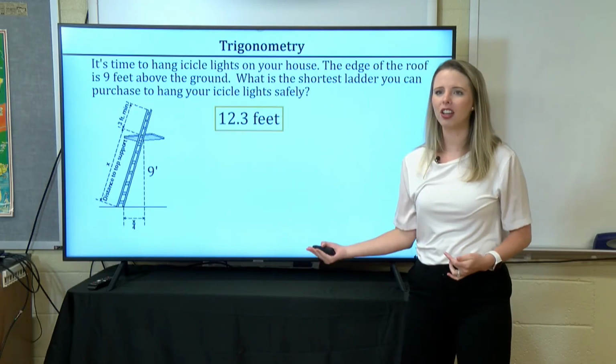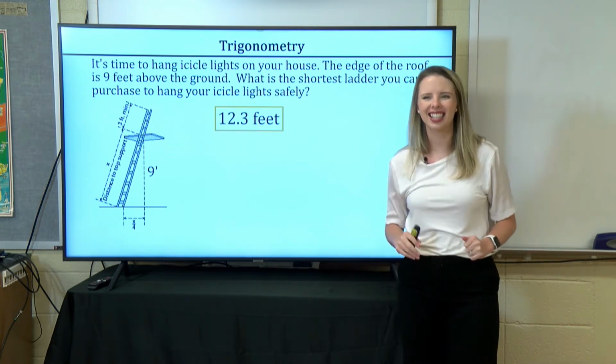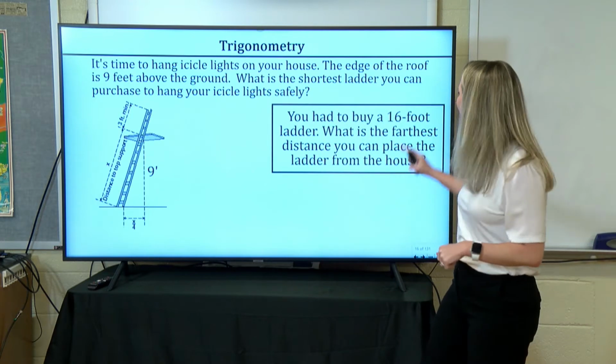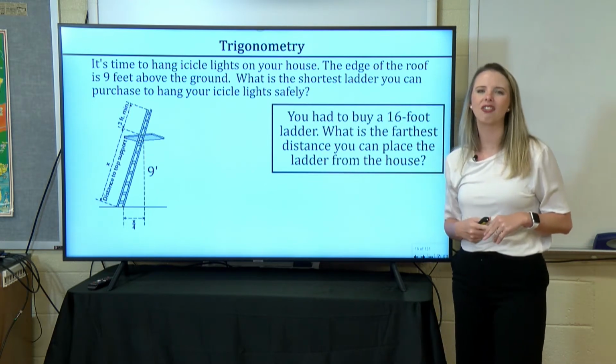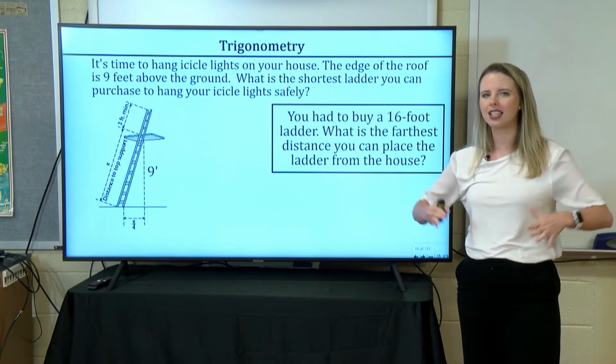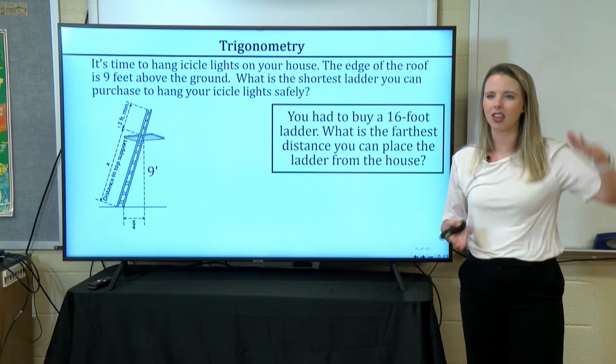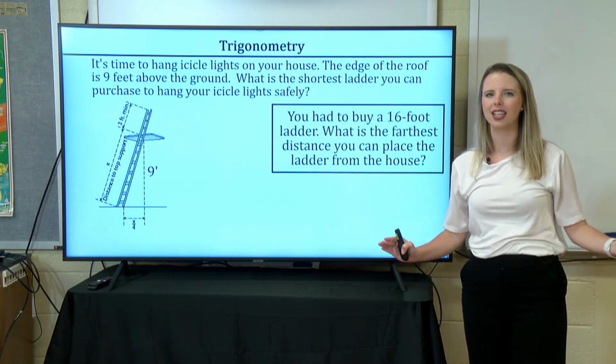We see a 22-foot ladder. No, we don't want too much. Guess what we find? A 16-foot ladder. So in the hardware store, you have found a 16-foot ladder. Our question now is, what is the farthest distance we can place this ladder away from the base of the house and be in OSHA's guidelines, having the 3 feet above and being a quarter of the distance away from the house?